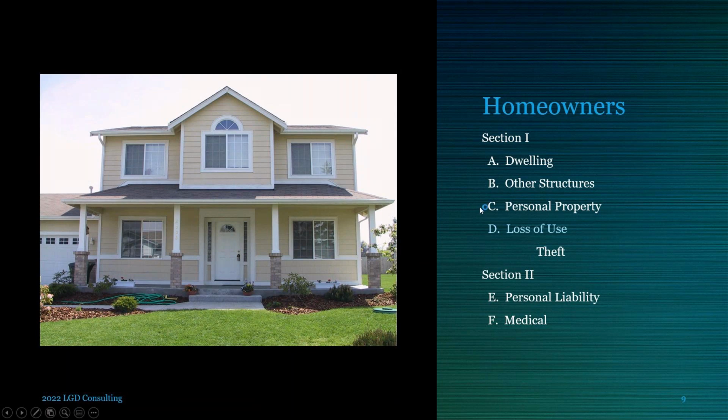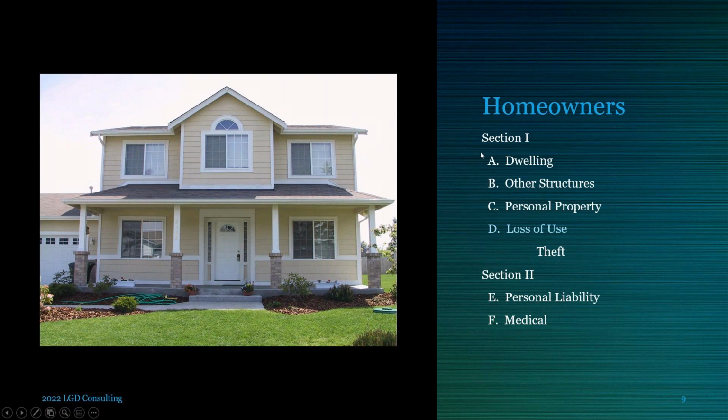Also called contents coverage. Coverage C, personal property under a homeowner's policy, covers your personal property anywhere in the world. Anywhere in the world. How cool is that? So if you're vacationing in Ireland, and you left your suitcase in the back seat as you go into a restaurant to get something to eat, and someone breaks the window in the rental car and steals your suitcase, your luggage would be covered under this home policy that you bought here, because this is covered anywhere in the world.